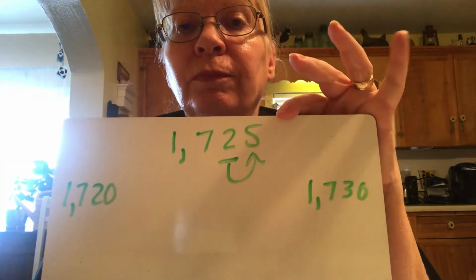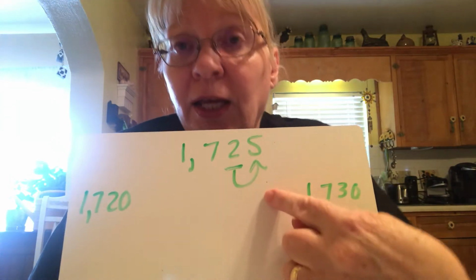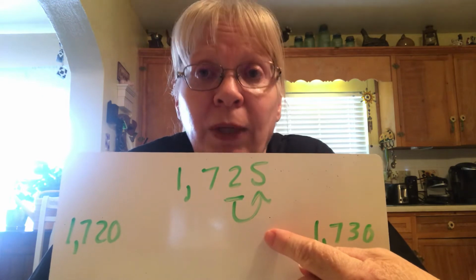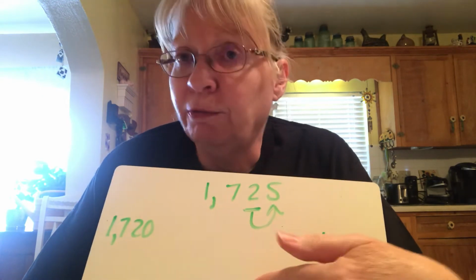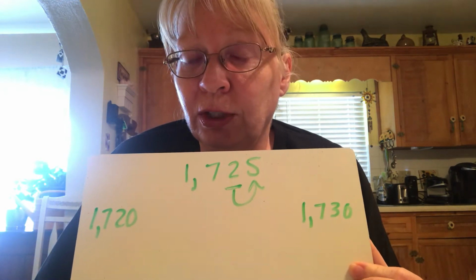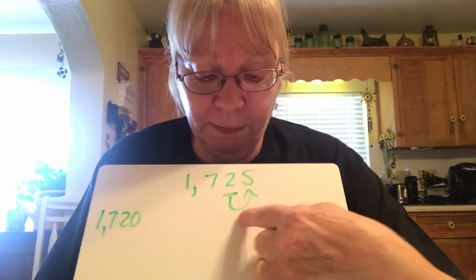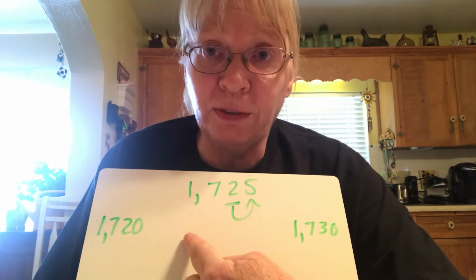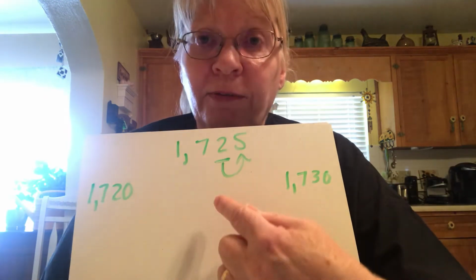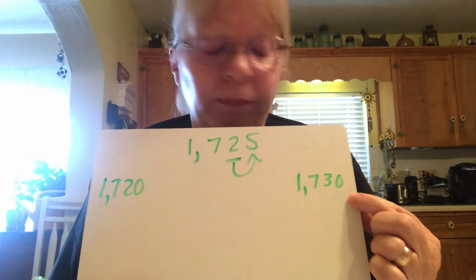All right, so I underlined my 2, and the number next to the 2 is a 5, and our saying is 5 or more, raise the score. So if we're going to raise it, then that means it's closest to 1,730. Now, see, we rounded to the tens place. So everything in front of it stays the same. Everything behind it becomes a 0. All right, so let me do one more on that page.